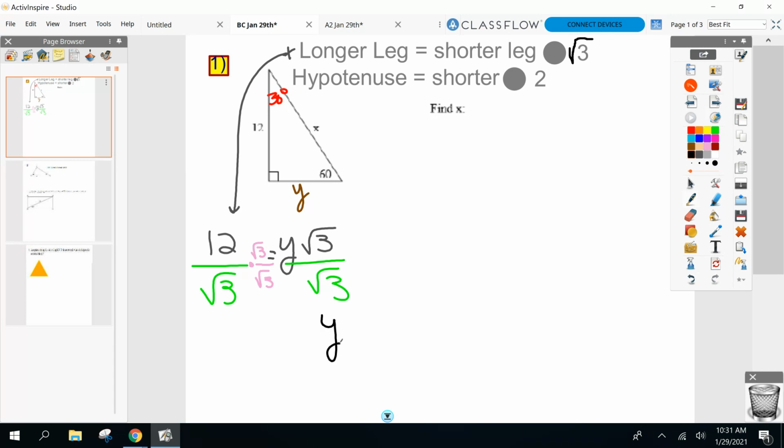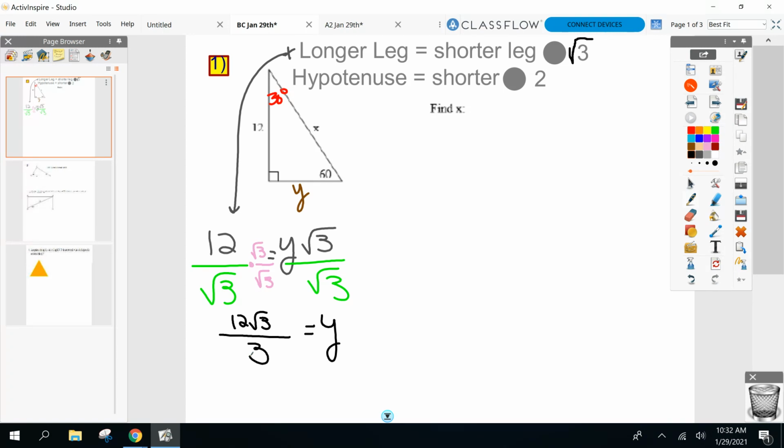So I have y equals, ready? Let's talk about what's left in the numerator. 12 times radical 3, I just write 12 radical 3. Here comes the magic. You guys have done this with me a lot this unit. Radical 3 times radical 3. You multiply a radical by itself, you get the number underneath. Look what happened. What disappeared? The radical in the denominator. No more. So to remove a radical, you multiply top and bottom by it.